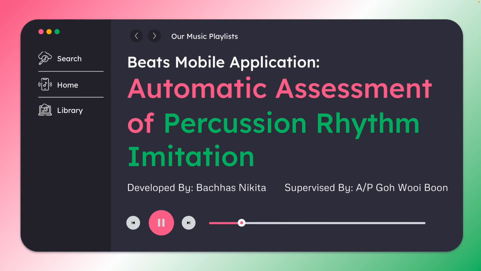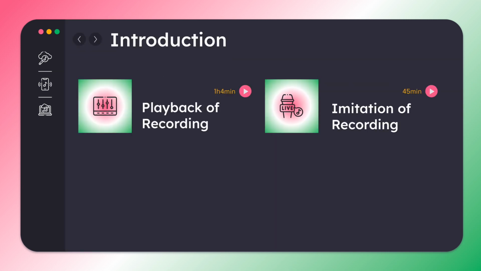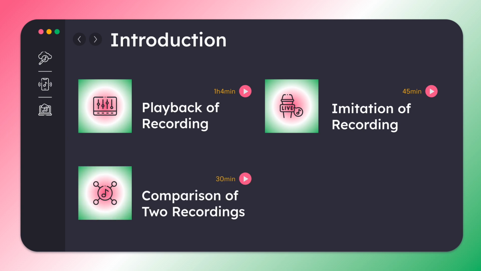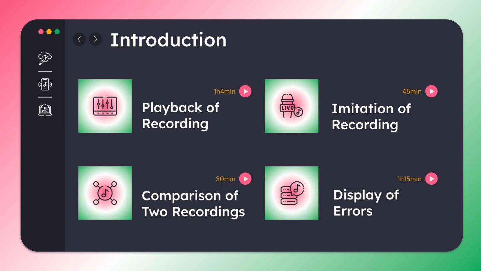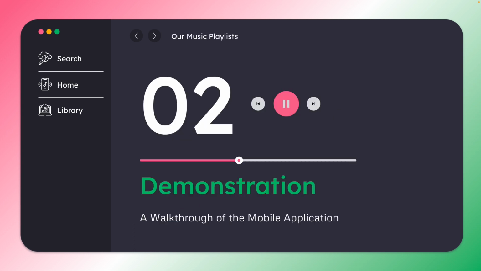During the span of this project, I've designed and developed a mobile application called Beats for the automatic assessment of percussion rhythm imitation. The application allows users to listen to and imitate a percussion beat. It then compares the two beats against one another using linear programming and identifies and displays to users what they did wrong. The target users for this application are beginners who wish to learn more about percussion instruments and basic music theory. First, let me walk you through the application and explain how to use it.